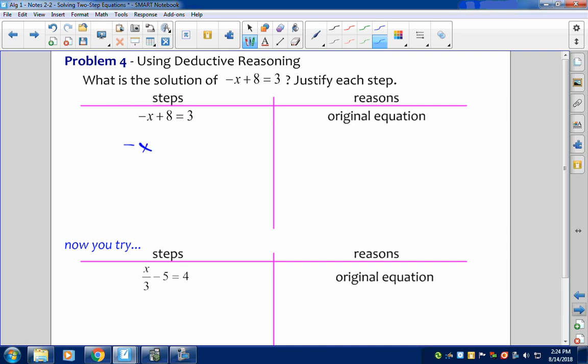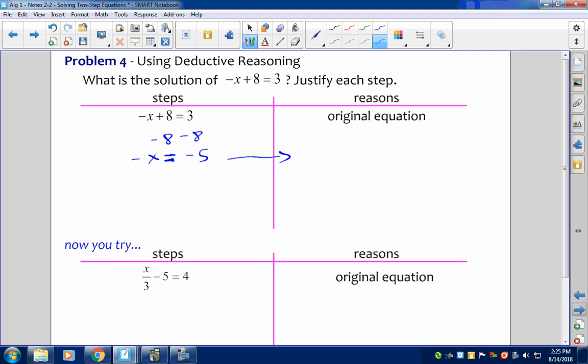So we have, let's just do this. I'm going to do minus 8, so I have negative x equals negative 5. And straight across from the result of subtracting 8 from each side, we're going to write the reason. And the reason is simply this. It's called the subtraction property of equality. Okay? Because we're subtracting the same thing from each side of the equation, keeping an equivalent equation.